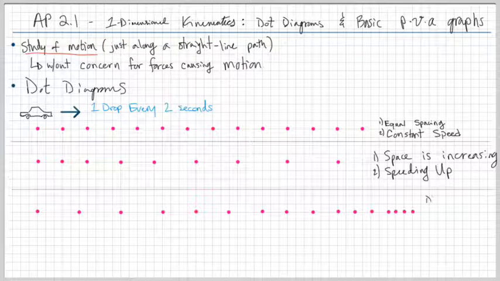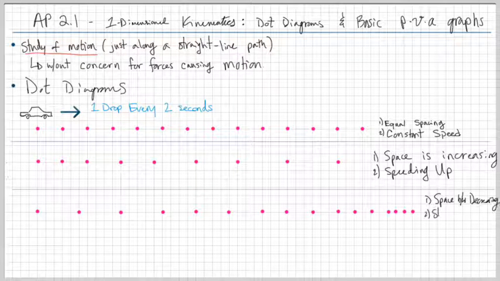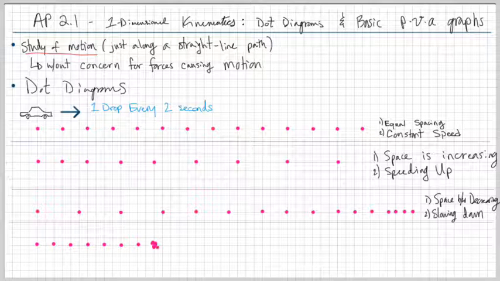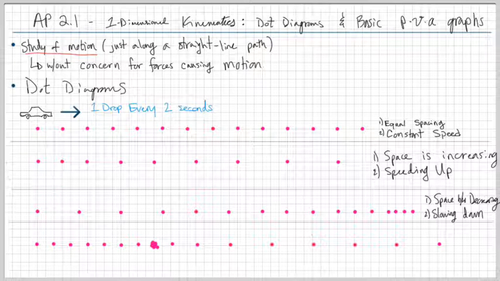So we had these three basic graphs that we were looking to come up with when we were doing our dot diagram lab, dropping those clay spheres. And we have at first up top constant spacing, indicating that we have a constant velocity.